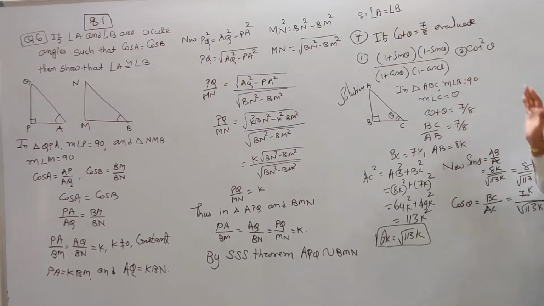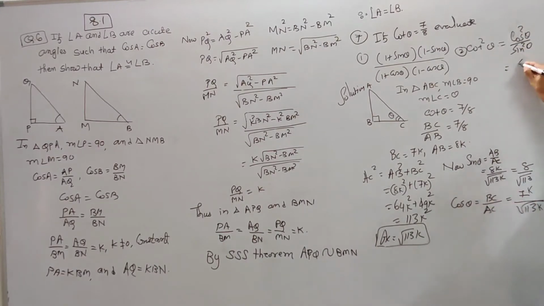Similarly, in the second example, cot theta means cos theta upon sin theta. What is your cos theta? 7 upon under root 113. And what is your sin theta? 8 upon under root 113. So cot square theta is equal to cos square theta upon sin square theta.